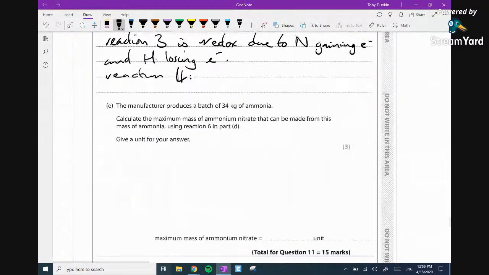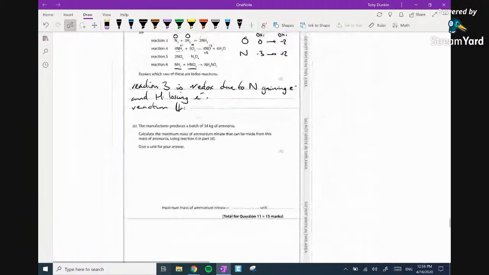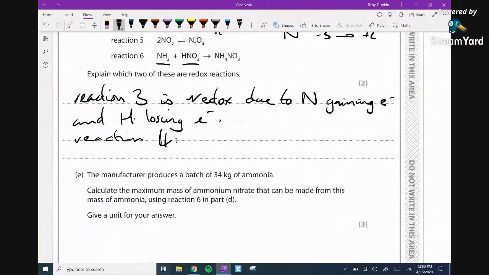Horrible. Manufacturers produce a batch of 34 kilograms of ammonia. Calculate the maximum mass of ammonium nitrate that can be made. Right, so they're looking at reaction 6. So 34 kilos. So NH3 plus HNO3 goes to ammonium nitrate, which is fertilizer.